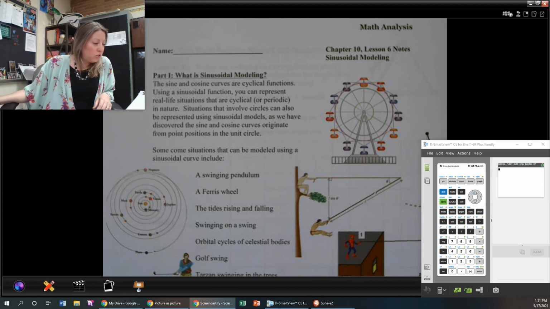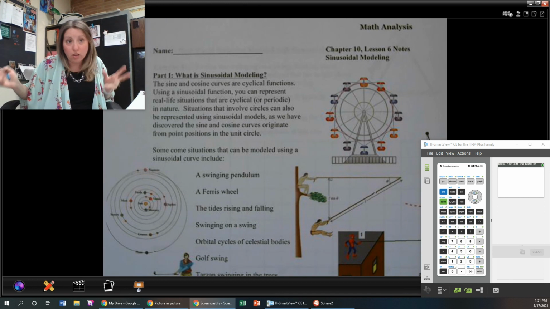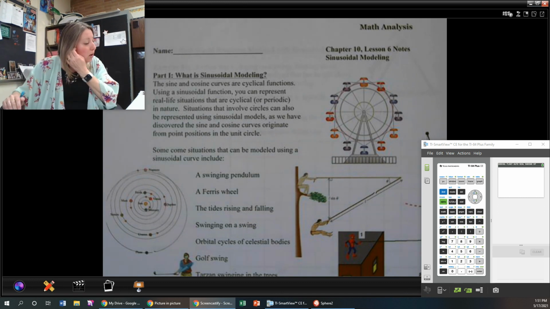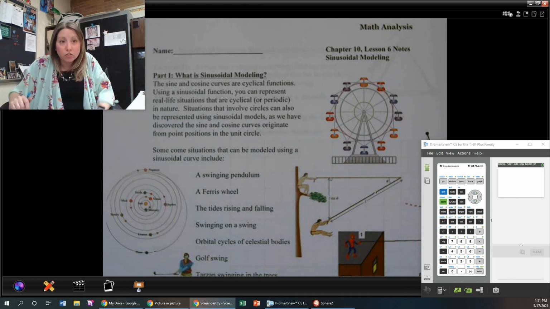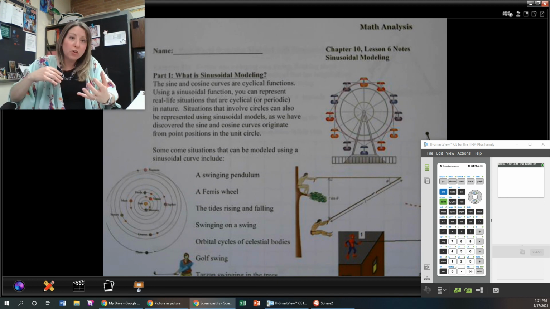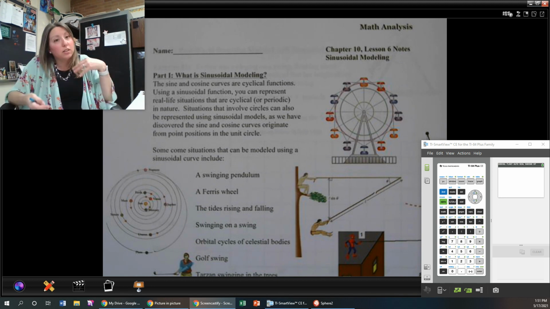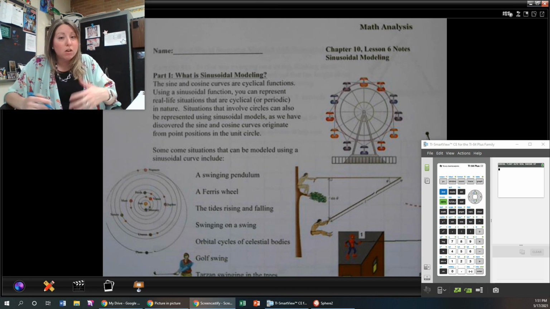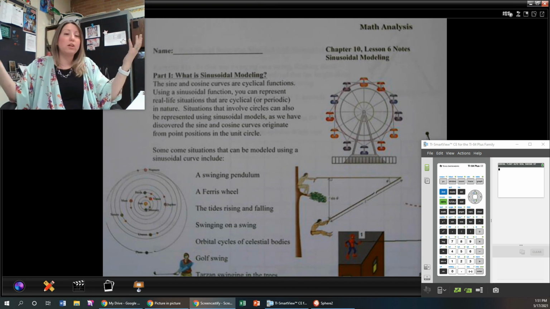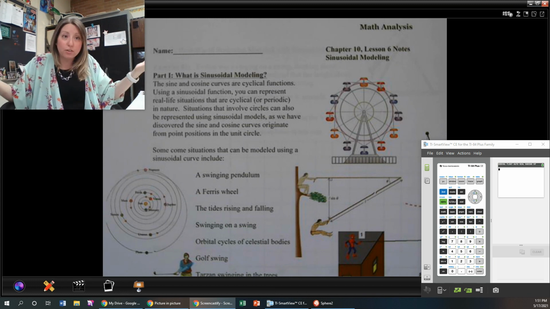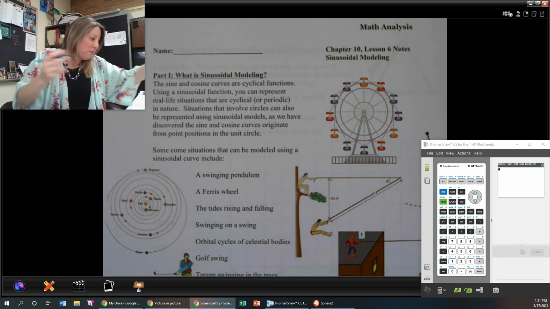So, what we're going to do in this lesson is look at some real life applications of our sine and cosine functions, now that we understand how to interpret their equations or build an equation based on a scenario we are looking at. So, what are some of the situations that will yield us sinusoidal models, sine and cosine functions?